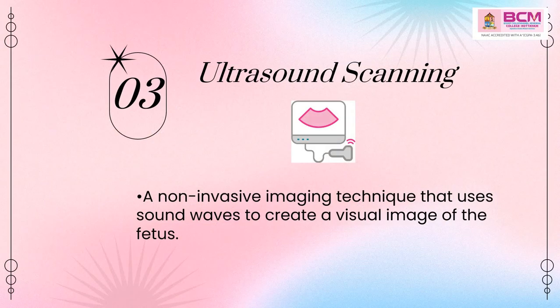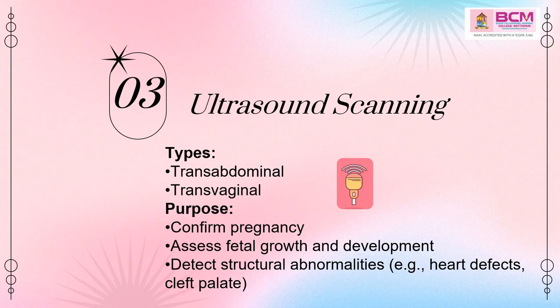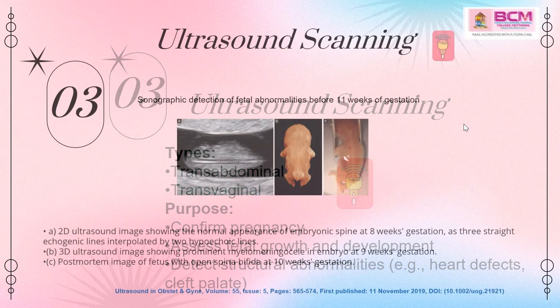Moving on to ultrasound scanning, a non-invasive and widely used method. It uses high-frequency sound waves to create images of the fetus inside the womb. There are two main types, transabdominal and transvaginal scans. Ultrasound helps monitor fetal growth, check the placenta's position, and detect structural abnormalities like heart defects or cleft palate. Since it's safe for both the mother and fetus, it's often used multiple times during pregnancy.